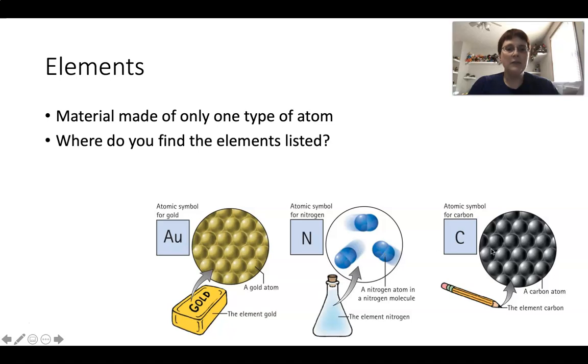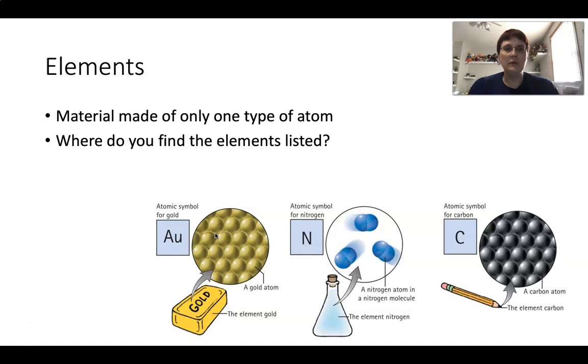And then carbon. So it's showing you in pencils. So graphite in pencils is made out of carbon. But also something like coal or diamonds is actually going to be made out of just carbon for the most part as well. So where would you find these elements listed?